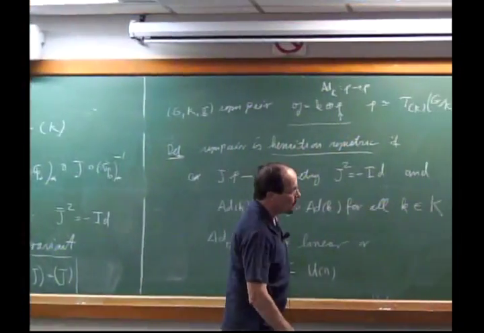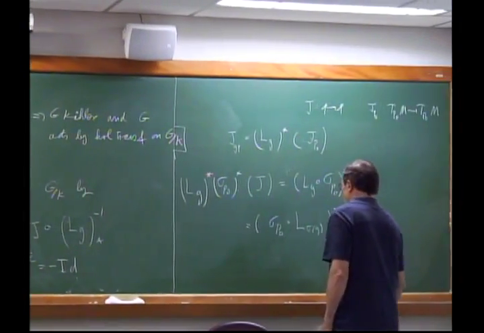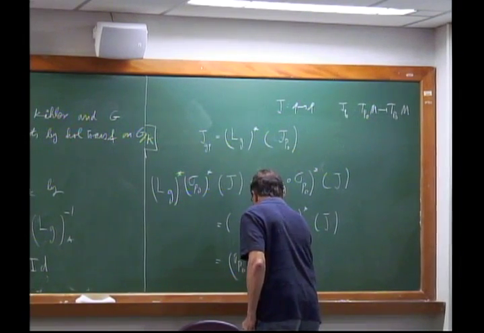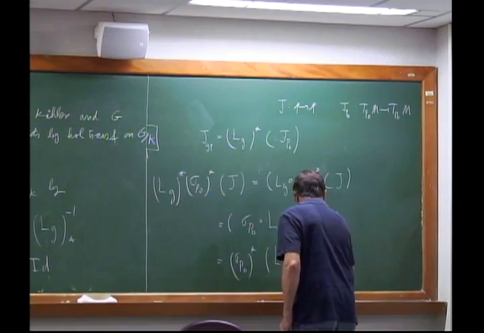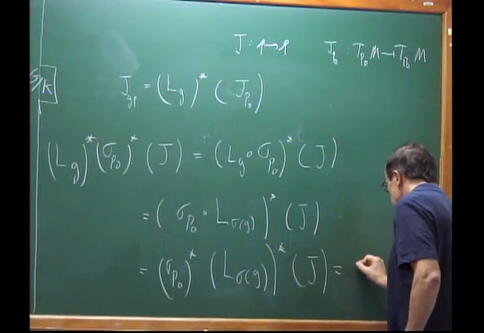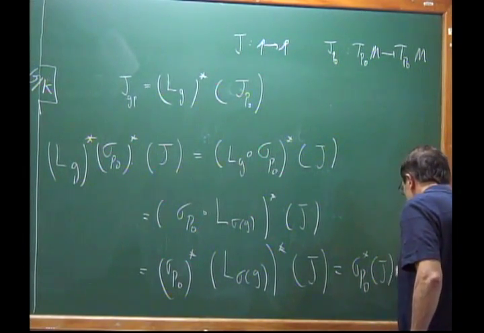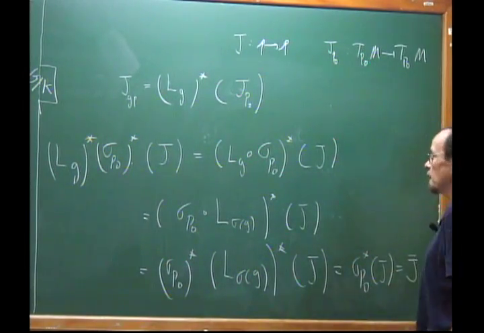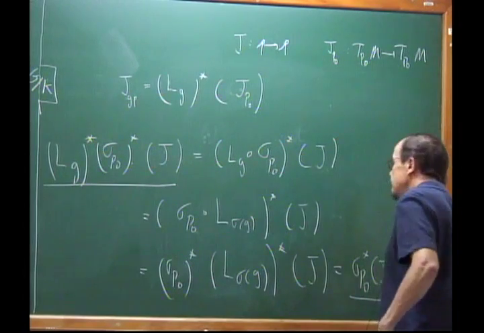Right? And of course, this is then now sigma P naught star of L sigma G star J, but J was left invariant, so that's sigma P naught star J. This is what I call J bar over there. So indeed, L G star of J bar is equal to J bar. It's left invariant.